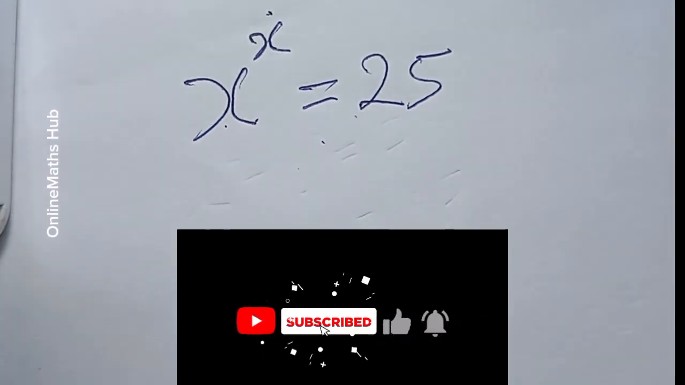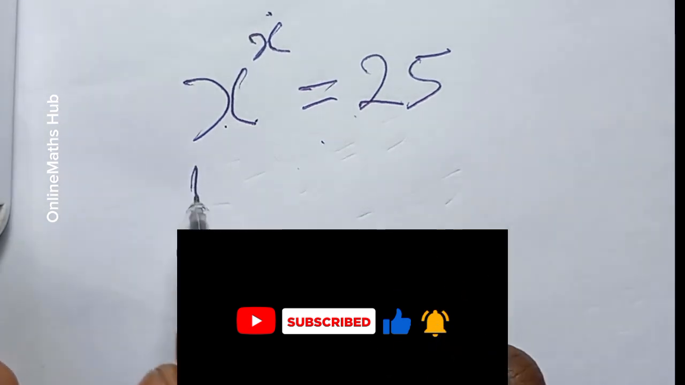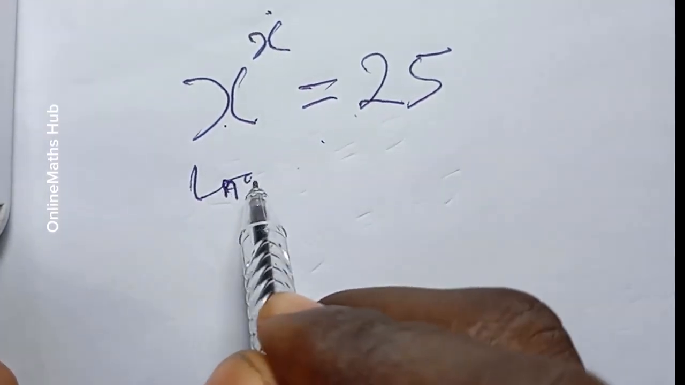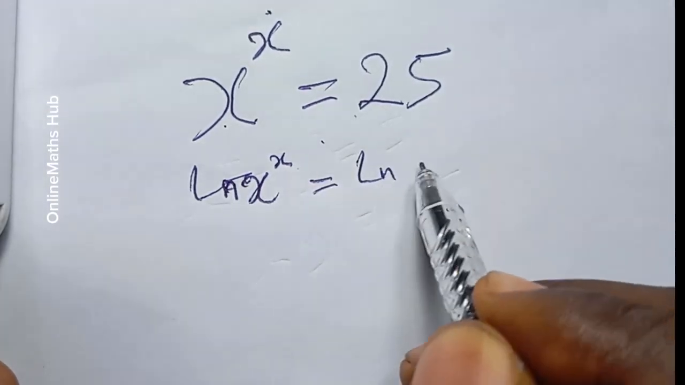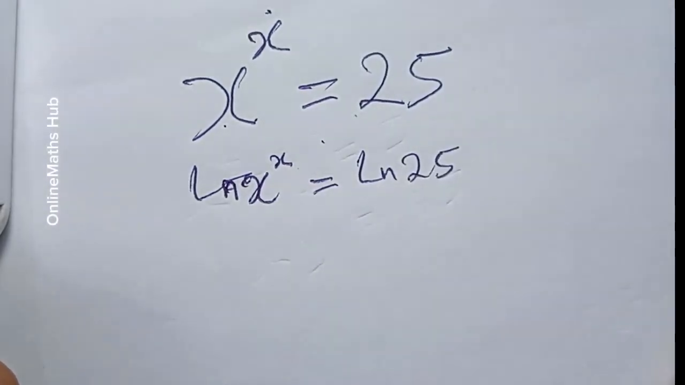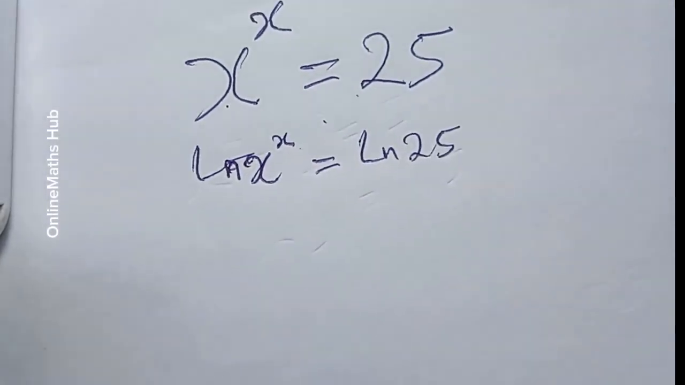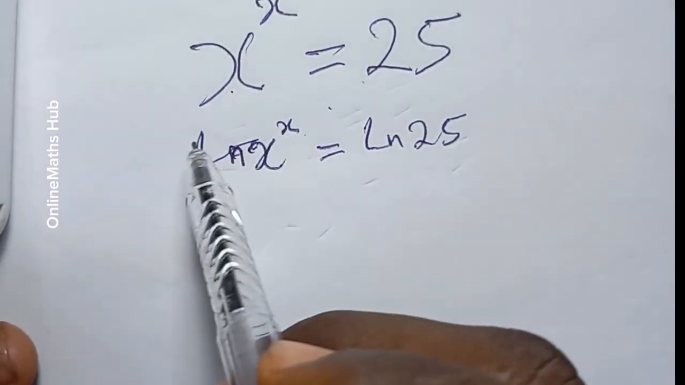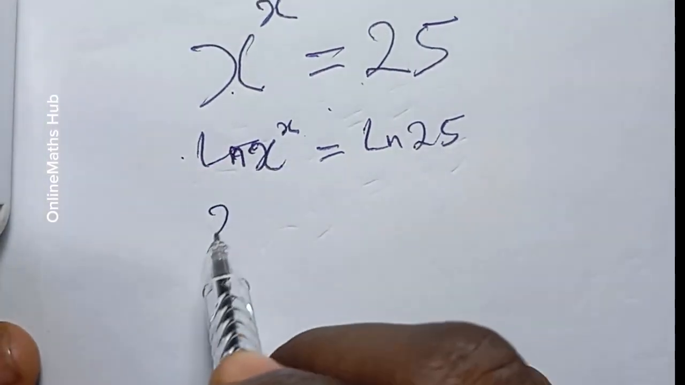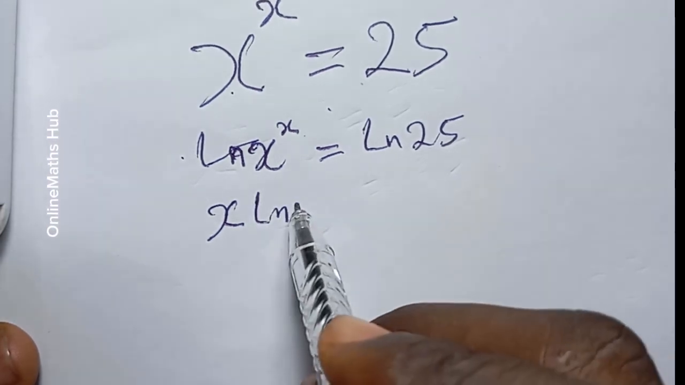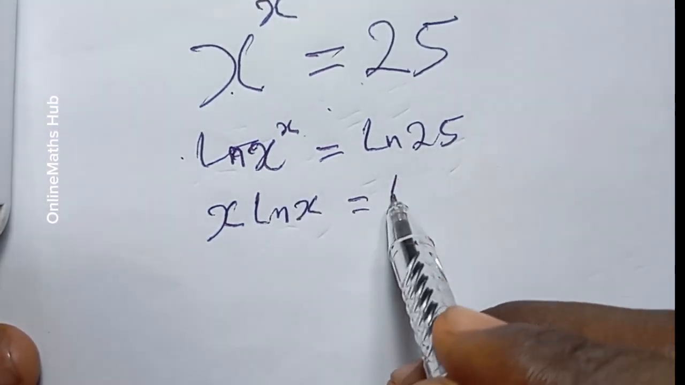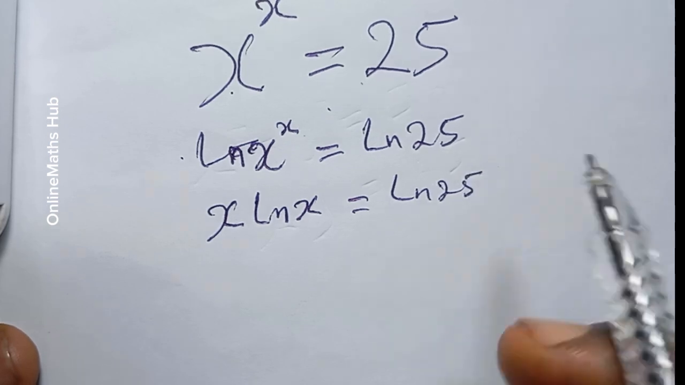What I'm going to do is just to go ahead to take the natural log of both sides. Okay, so if I do that, I'm going to be having natural log of x power x is equal to the natural log of 25. And then using the property of logarithm, I'm actually going to bring this power down here to the base. So I have x multiplied by natural log of x is equal to the natural log of 25.